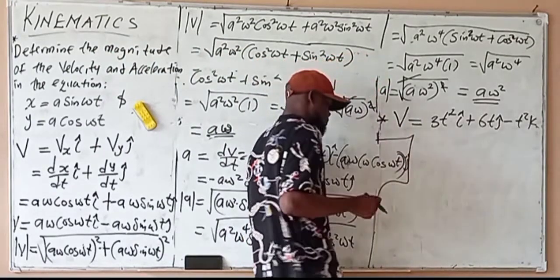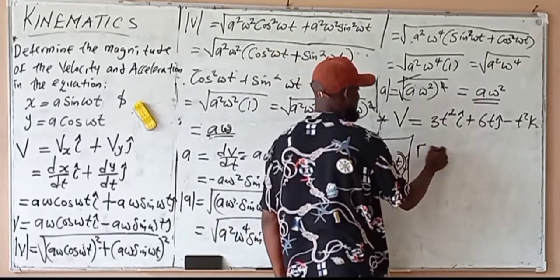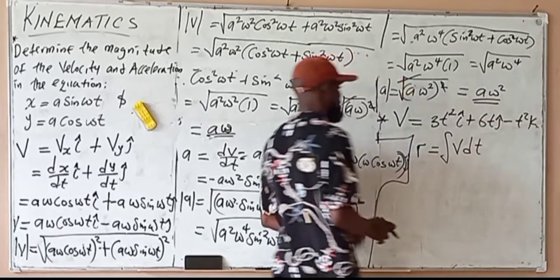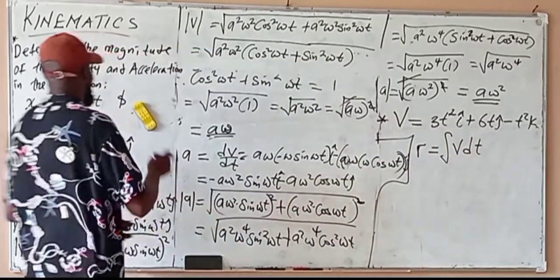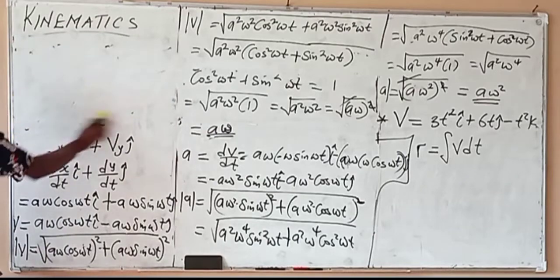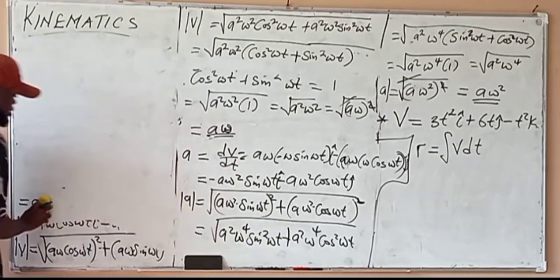Calculate the displacement of this body. That's the question. Remember I told you, displacement is equal to the integration of velocity with respect to time. Can you remember that? Now, how do you integrate something?